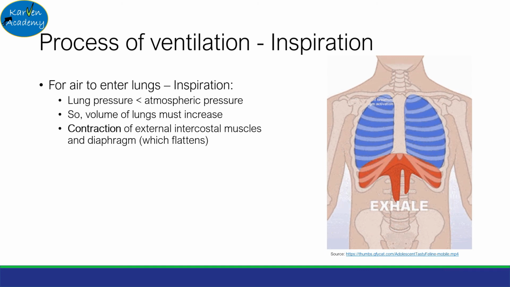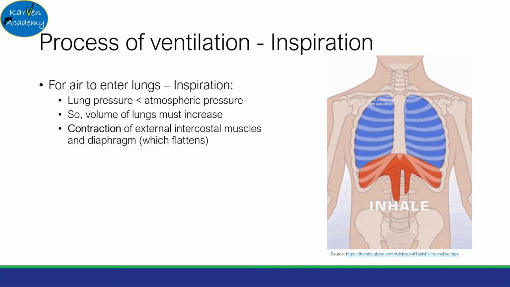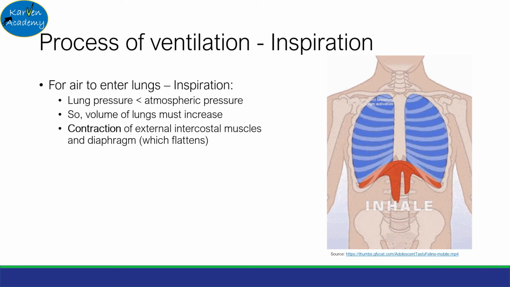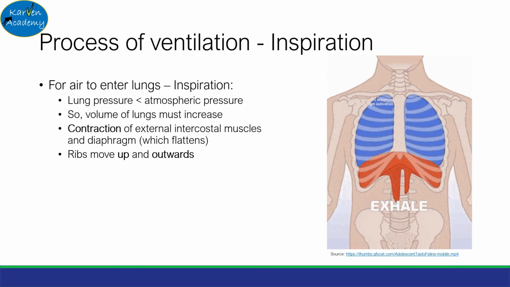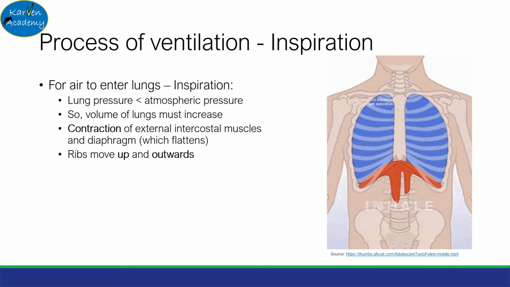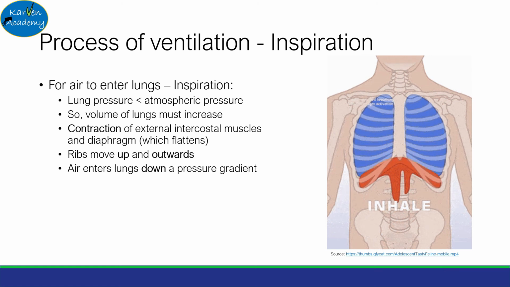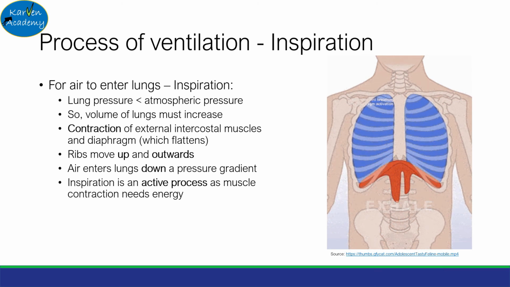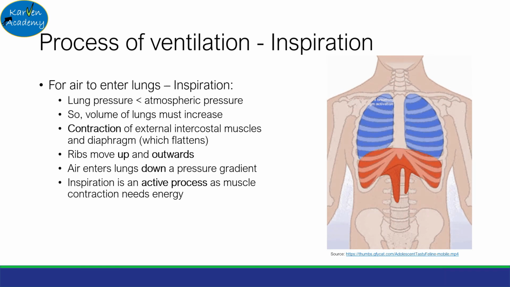This occurs due to the contraction of the external intercostal muscles and the diaphragm, which flattens during inspiration. Additionally, the ribs move up and outwards, further reducing the pressure and hence increasing lung volume. Ultimately, air enters the lungs down a pressure gradient. Note, inspiration is an active process because the muscles contract and hence energy is needed for their contraction.